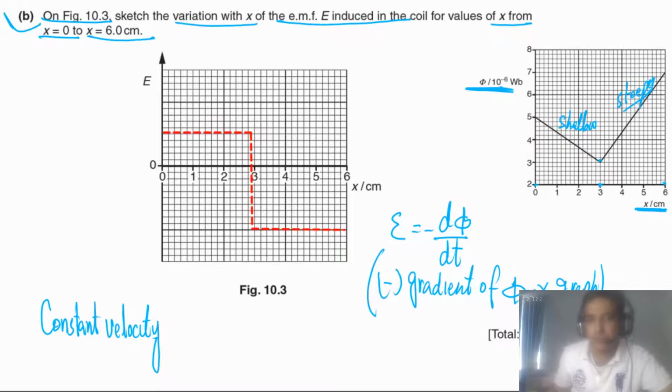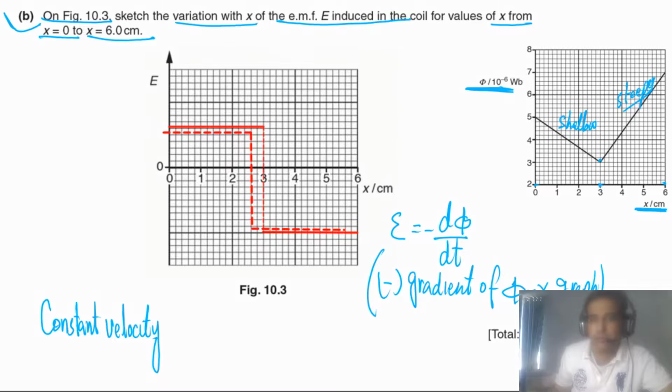So let me show you the proper one, the nicer one. So this is how you can sketch. This is the proper graph, a nicer one. So this is how we can sketch. You can say this is the gradient of phi-x graph, because time taken from here to here and from 3 to 6 centimeters is the same. So you can say gradient of phi-t graph.